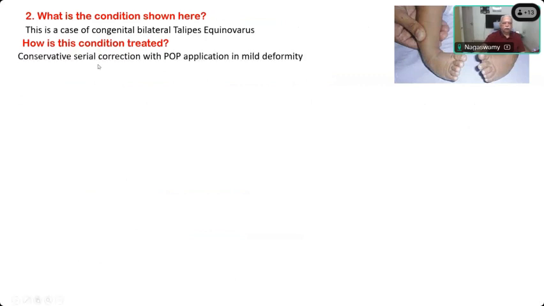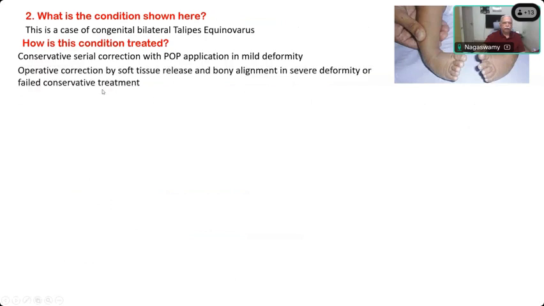So conservative serial correction with POP application in mild deformity, operative correction by soft tissue release and bony alignment or tendo-Achilles lengthening in severe deformity or failed conservative treatment. Okay, that is the full answer for the treatment of this condition.